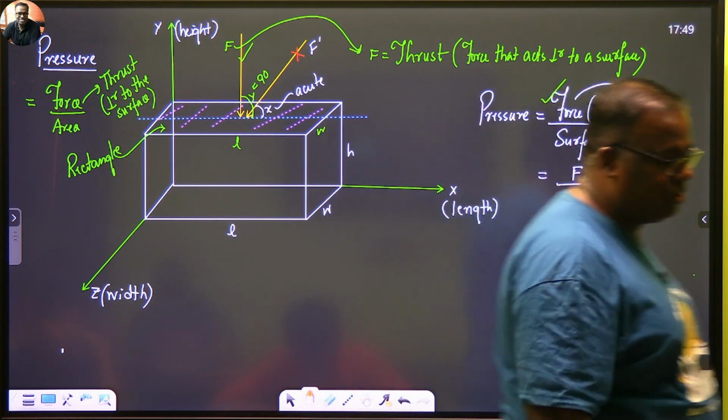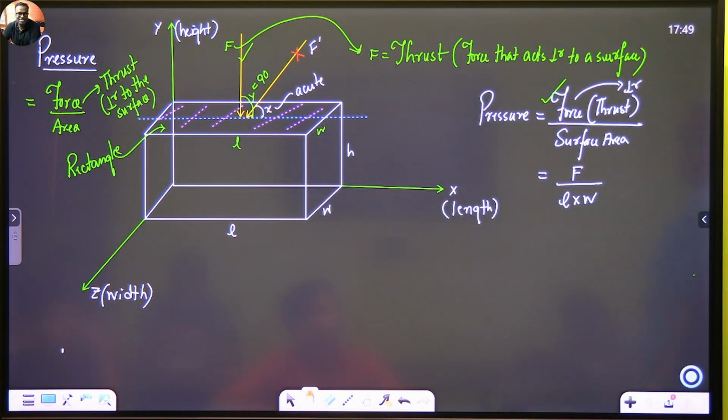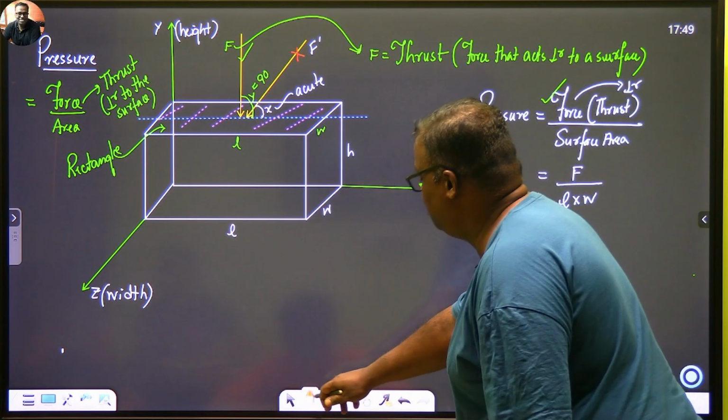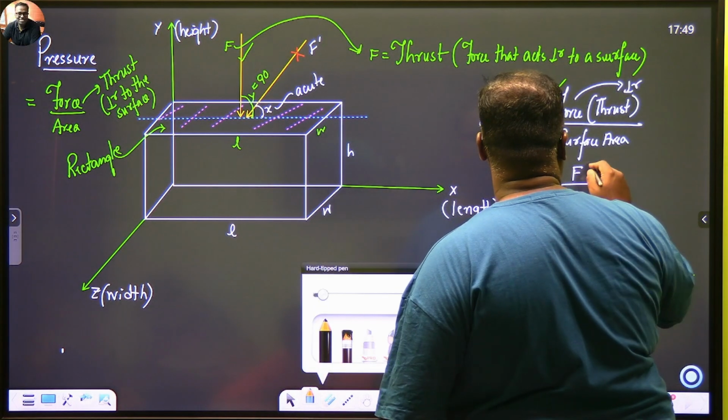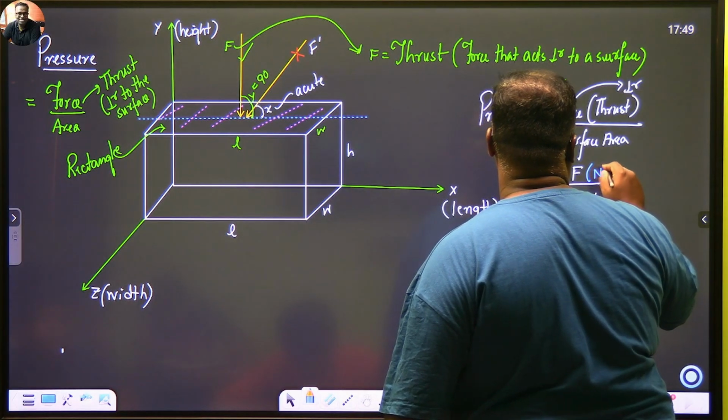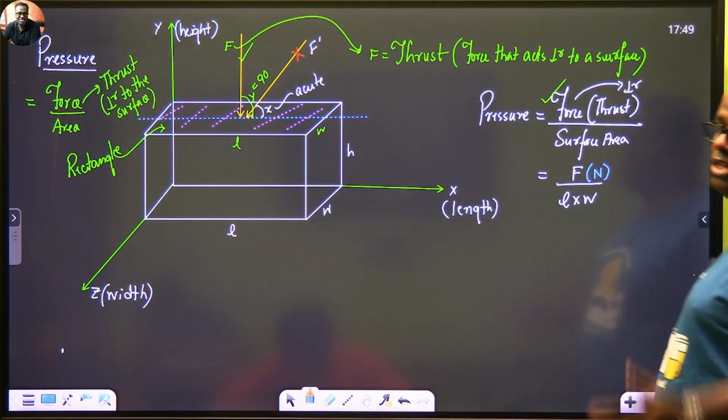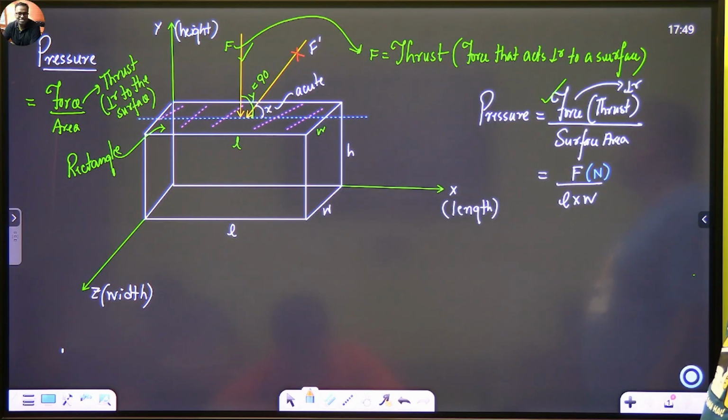Now we need to also specify what is the unit for pressure. Our next target should be the unit for pressure. So we understood pressure is force upon area. The force should be the thrust, and the area, obviously, is the area of the surface. Force is specified in Newton, and now the unit for area.